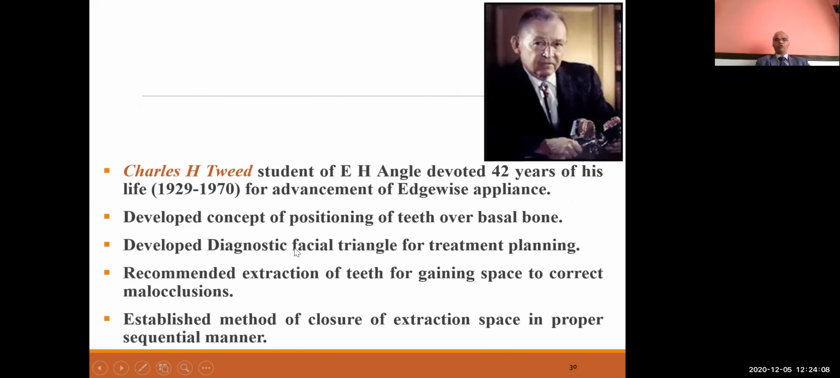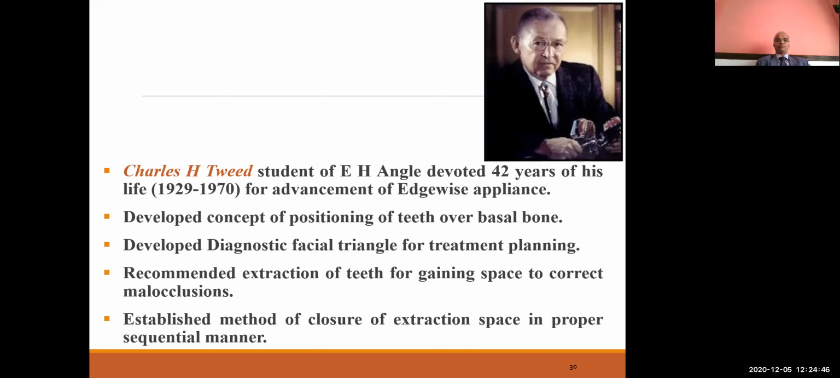Next, the contribution of Charles H. Tweed to the edgewise. Charles H. Tweed was the student of Angle, he devoted 42 years of his life to the advancement of the edgewise appliance. He developed the concept of positioning of teeth over the basal bone, and he developed the diagnostic facial triangle for the treatment plan. And he recommended extraction of the teeth, whereas Angle was opposed.